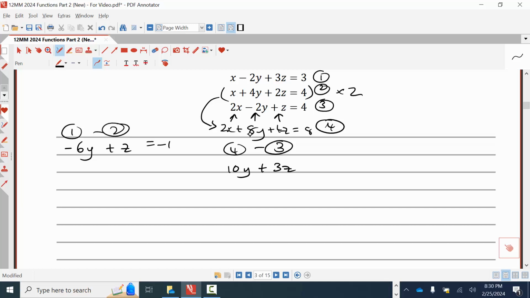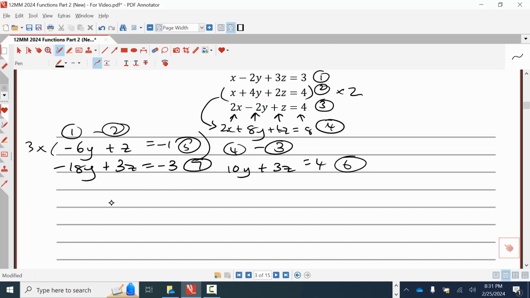Okay, so I've got 8y, subtract negative 2y is 10y, 4z take away z is 3z, and 8 take away 4 is 4. Okay, so now I'm going to call this equation 5 and equation 6. All right, with equation 5, what I want to do is eliminate the z, I think is the logical one. So I'm going to multiply equation 5 by 3. Negative 18y plus 3z equals negative 3. So that's really forming equation 7.